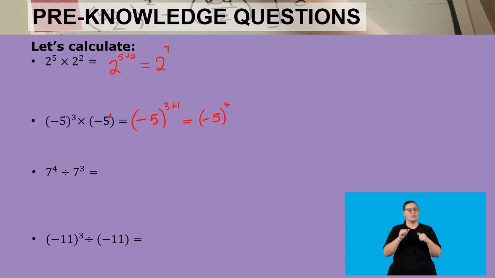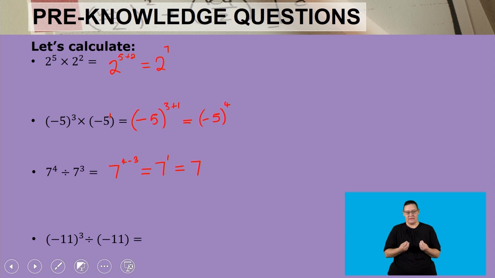What about when we are dividing powers of the same base? We are going to keep that same base, and then we are going to subtract the exponents, and that is what we do when we are dividing powers of the same base. In this case, we have a base of 7 and the exponents are 4 and 3, so we're going to say 4 minus 3, and that is going to give us a final answer of 7 exponent 1. Remember, 7 exponent 1 is equal to 7.